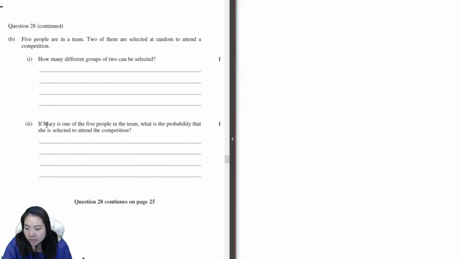If Mary is one of the 5 people in the team, what is the probability that she is selected to attend the competition for 1 mark? Okay, there are 2 ways that she could be selected. Either she's selected first or she's selected second. Either way, she's going to be selected for the competition. If she was selected first, she has a 1 out of 5 chance of being selected. It doesn't matter what the second one is because she's already in.